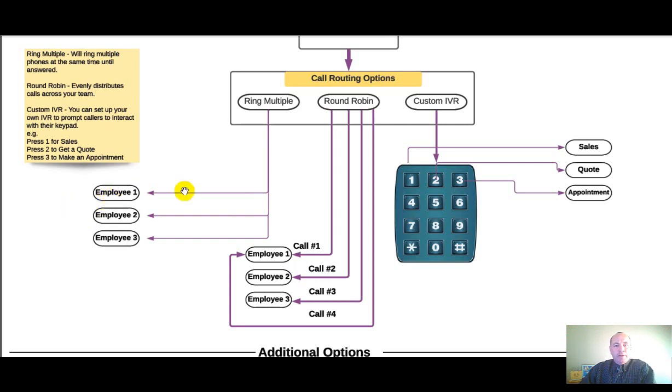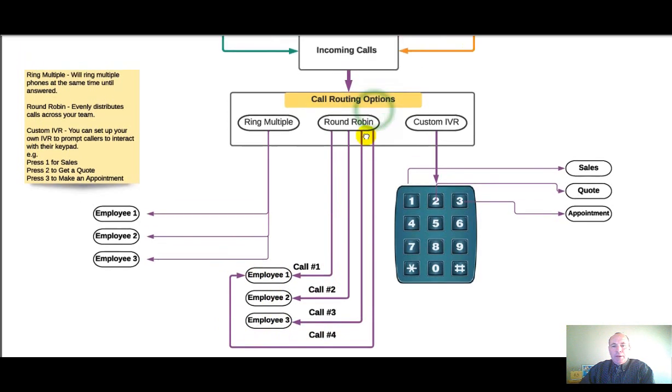The second option is a round robin. So in this example, call number 1 will go to employee number 1. Call number 2 goes to employee number 2. 3 goes to employee number 3. And when you run out of employees, in this example, call number 4 will route back around to employee number 1 and cycle through your employees again.